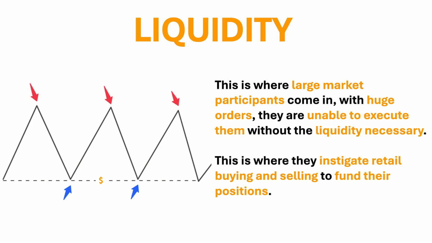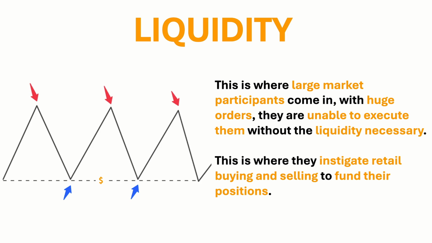Now, these large market participants, or smart money as we call them, they have huge orders with thousands and thousands and thousands of lots. They are unable to execute their orders without the liquidity necessary. As I said, guys, if they want to buy, there has to be sellers in the market. If they want to sell, there has to be buyers in the market. For example, if they are looking to buy, let's say, $100 million worth of Euro USD, there has to be $100 million of sellers in Euro USD for them to be able to buy it.